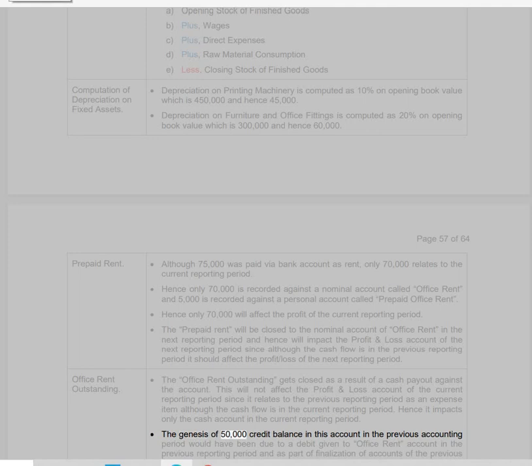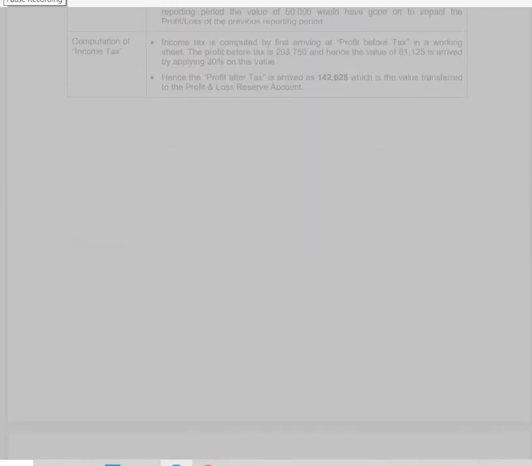The genesis of the $50,000 credit balance in this account in the previous accounting period would have been due to a debit given to the office rent account in the previous reporting period, and as part of finalization of accounts of the previous reporting period, the value of $50,000 would have gone on to impact the profit or loss of the previous reporting period.